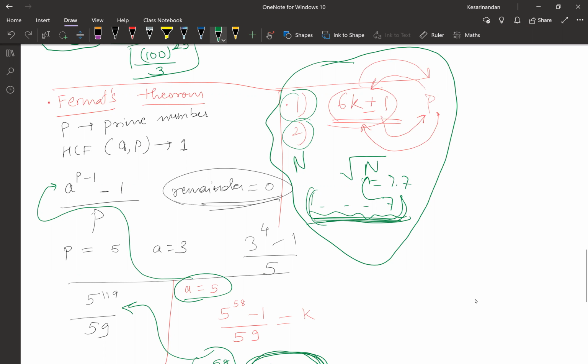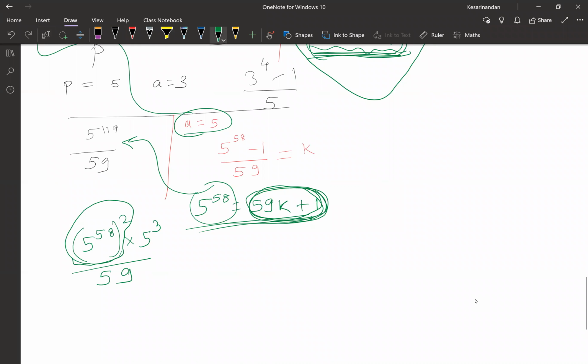Okay. Now moving forward, 5 raised to 58 is equal to 59k plus 1. This we have concluded from our Fermat's theorem, and using this, 5 raised to 58 square will leave remainder 1. This part is also clear with everyone? Yes. Okay. Now let's move to this. 5 cube is 125. Now divide 125 by 59. That's the normal pen and paper method. What will you get as the remainder?